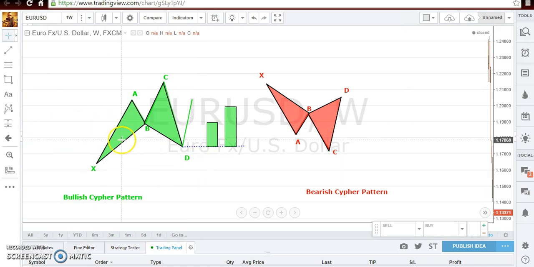Now the general rule for trading advanced patterns is that for a bullish advanced pattern, the stop loss has to go below X, and for a bearish advanced pattern, the stop loss has to go above X. So as long as your stop loss is anywhere below X, then you're fine.